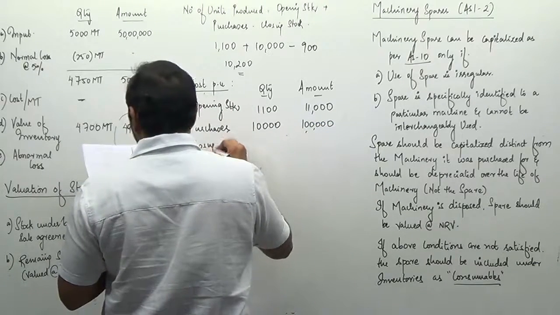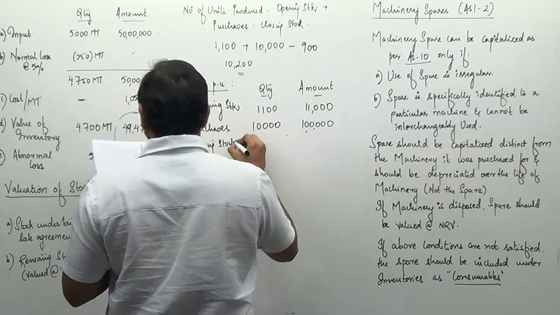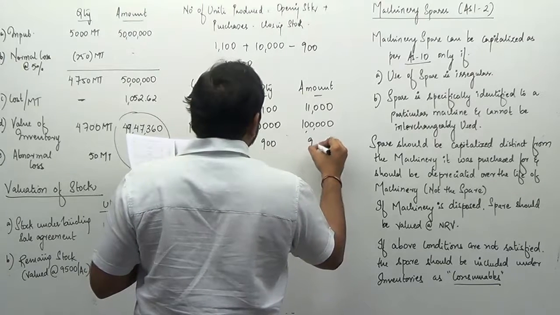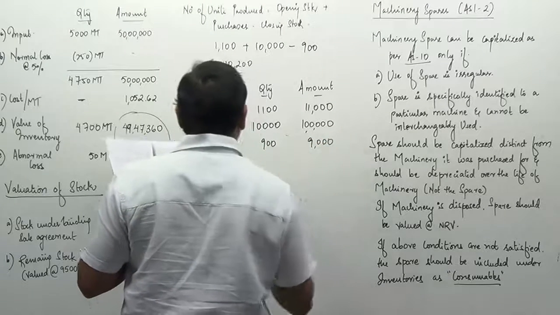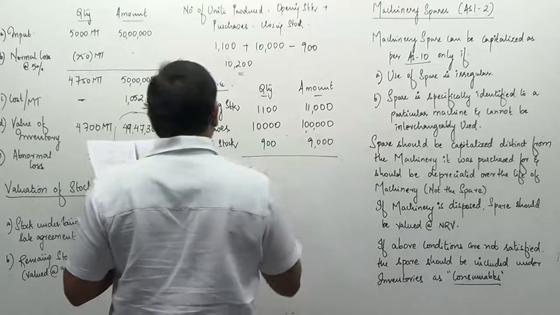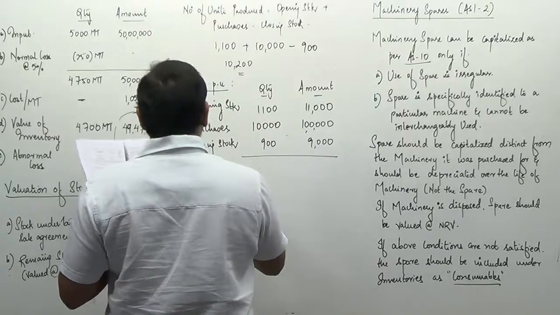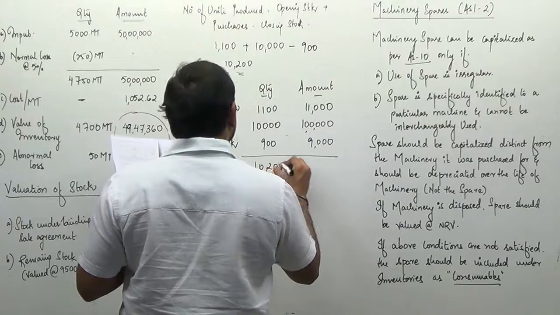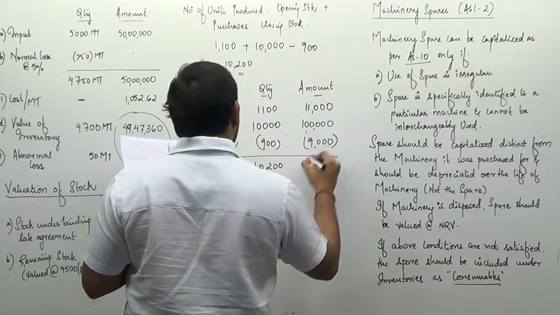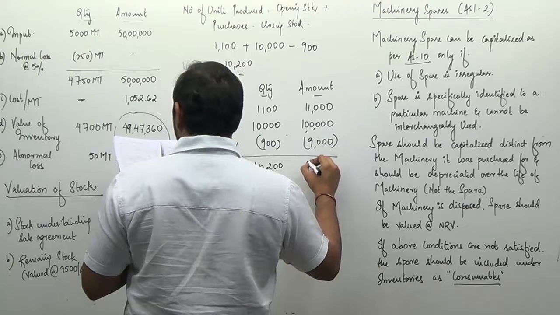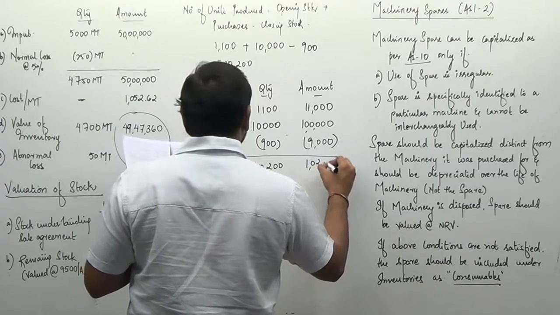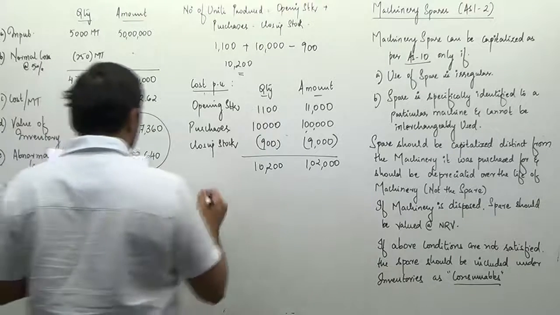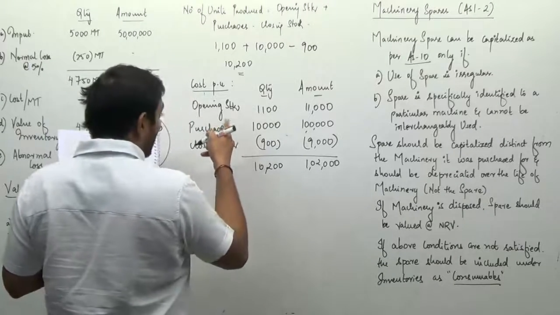Reduce it with the amount of closing stock. 900 units purchased at 10 rupees per unit, so it should be 9,000. So my cost of purchases of the production is 10,200 units, having a cost of 1,02,000. This is cost of materials.